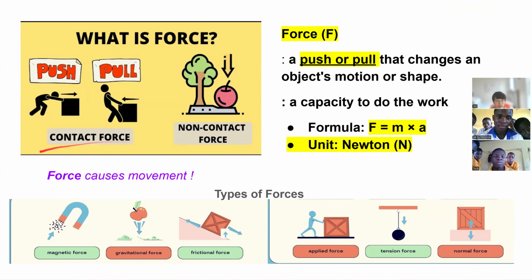And force causes a lot of different types of movements. You can see magnetic forces, gravitational forces, frictional forces, applied forces, tension forces, and normal forces. All of those are examples of forces, which is the capacity to do work, or a push or a pull that changes the object's motion and shape.